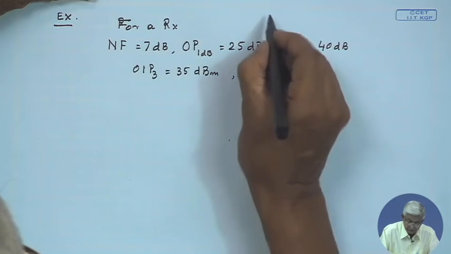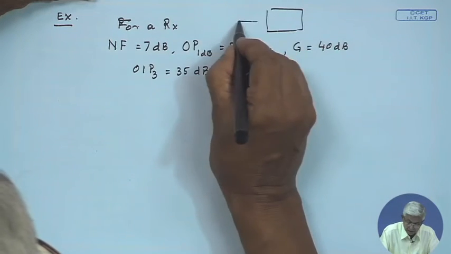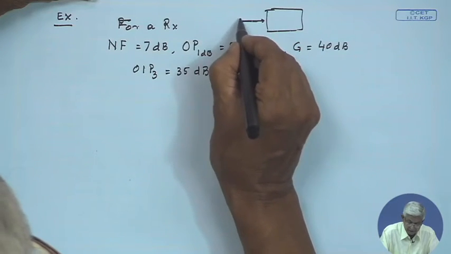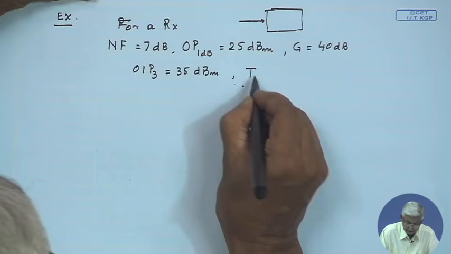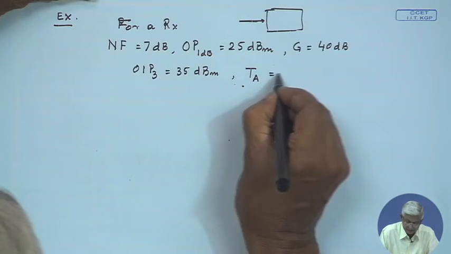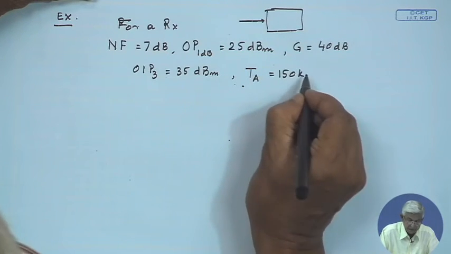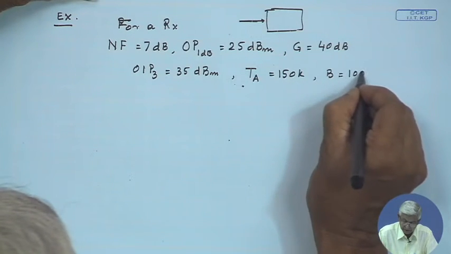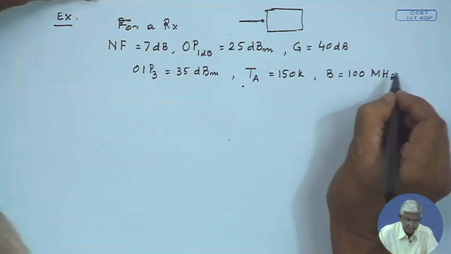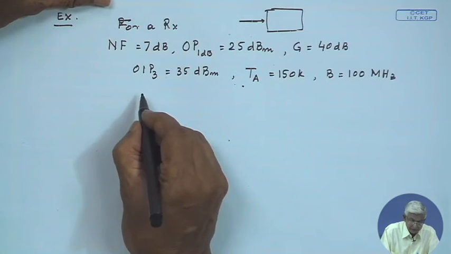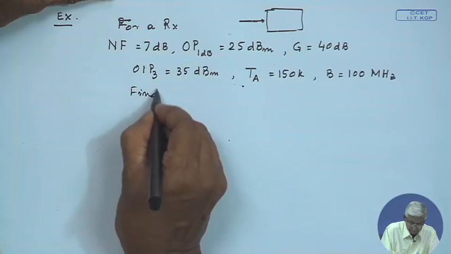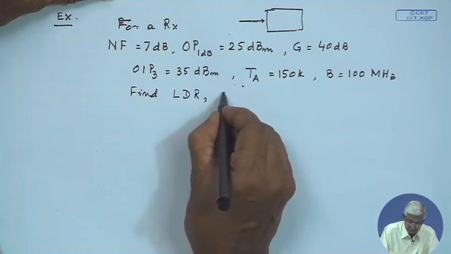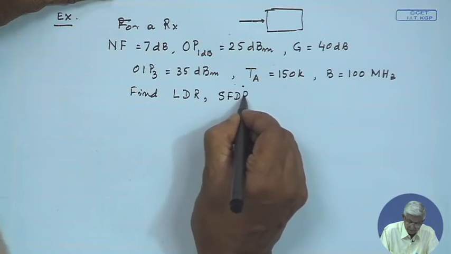That receiver is receiving an input, and it has an antenna in front of it, so the temperature from the antenna it is receiving is 150 K. It has a bandwidth of 100 megahertz. Now, can we find that linear dynamic range, spurious free dynamic range?